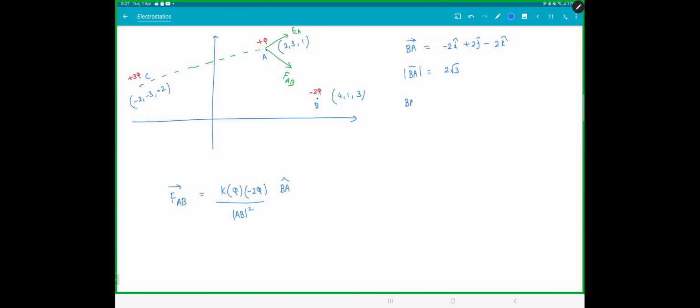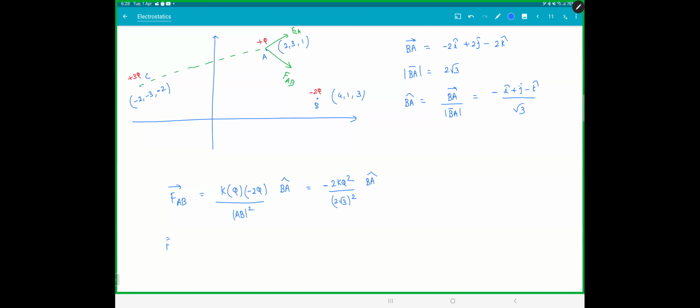So from here, you can get a unit vector BA cap, which is the vector divided by its own magnitude. That will be minus I plus J minus K by root 3. There. I know everything here. So this will be minus kq square, 2kq square by AB bar, which is 2 root 3 whole square, into BA cap. So you can clearly see the force is actually from A to B. So minus of BA cap will be AB cap. So the signs take care of it.